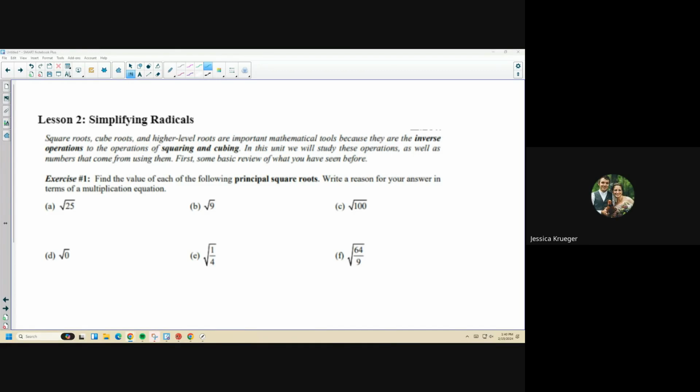This is lesson 2 for the February break mini unit. We need to talk about some operations with square roots or radicals.